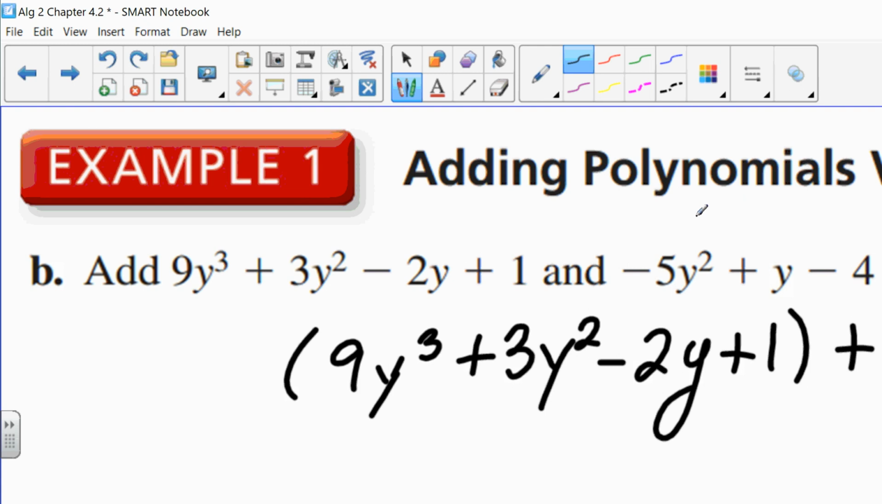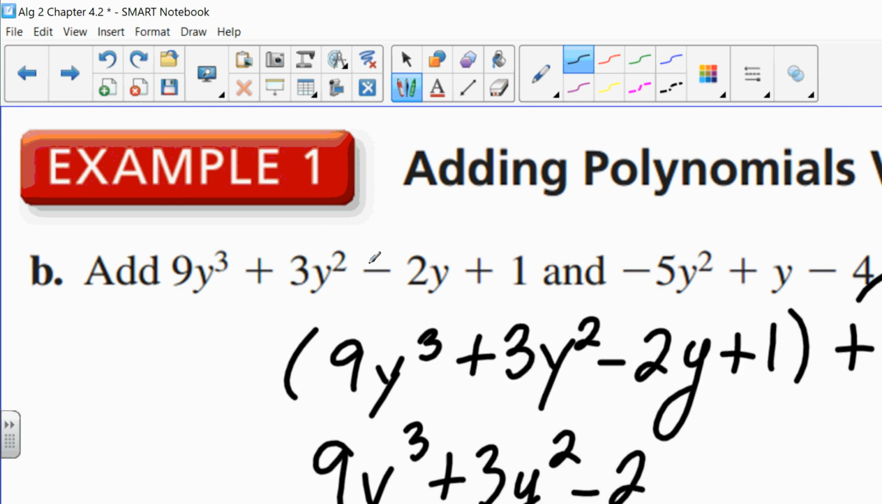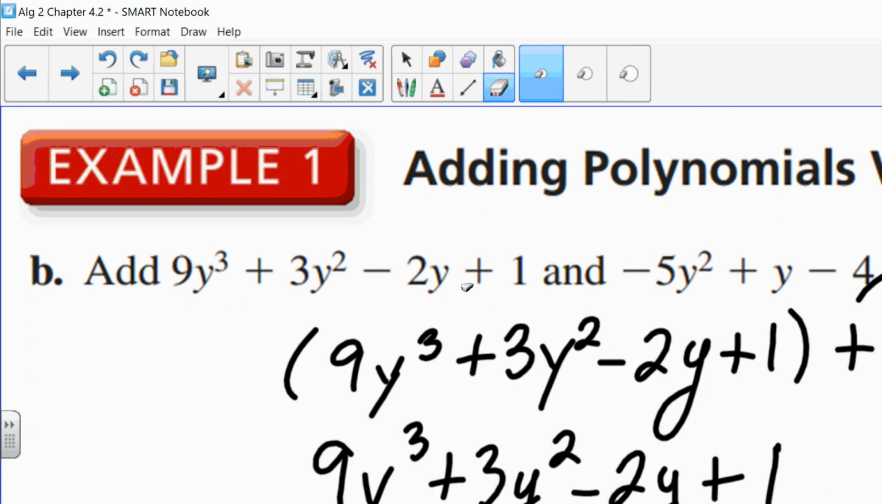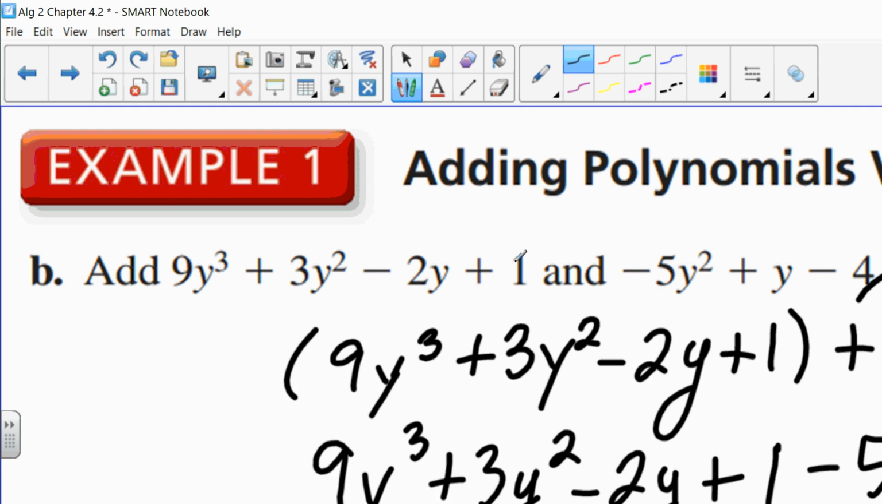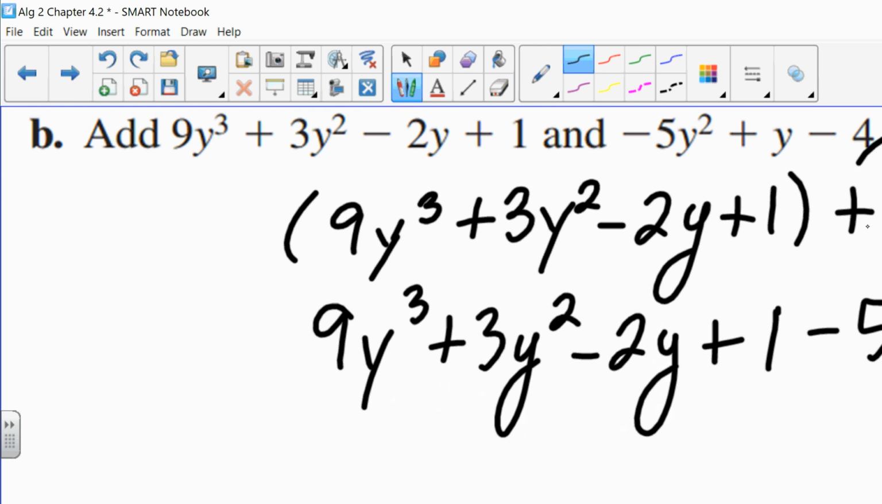Now this here, because we're adding, we are going to drop the parentheses because this here is not really going to change. The addition sign won't change anything in the second set of parentheses. So we can just drop them. So really we just have 9y cubed plus 3y squared minus 2y plus 1 plus negative 5y squared, or we can just write minus 5y squared plus y minus 4.